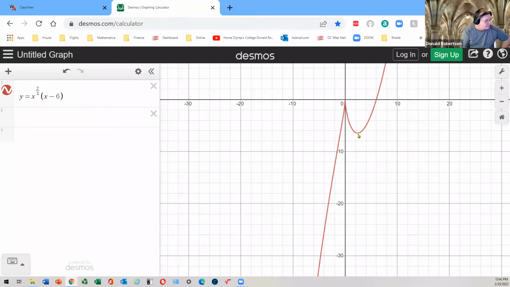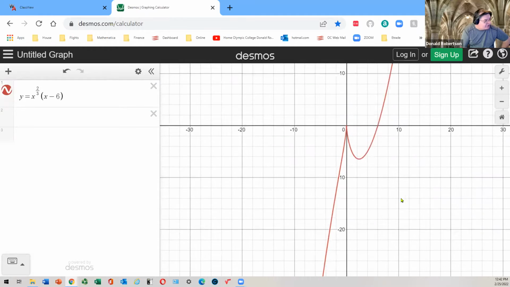I bet you that's 12/5. Can you see it? 2.4 is 12/5. And then it's got a local minimum there. Yep, we said that. And then isn't it increasing forever?